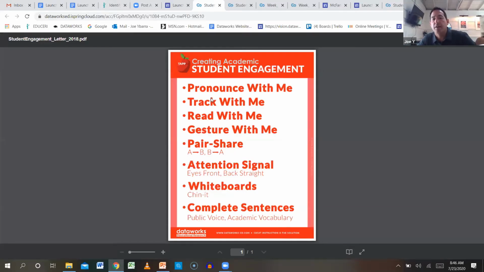What I did right there, you saw all the engagement norms that we can use remotely. Pronounce with me, track with me, read with me. I used the gesture. Pair share we can't do because they're learning at home by themselves, but if you were in the classroom, you'd have them pair share. Attention signal, you're going to have to get something for that. Whiteboards is the red dot, green dot. And complete sentences, I always prompted my students to answer in a complete sentence.